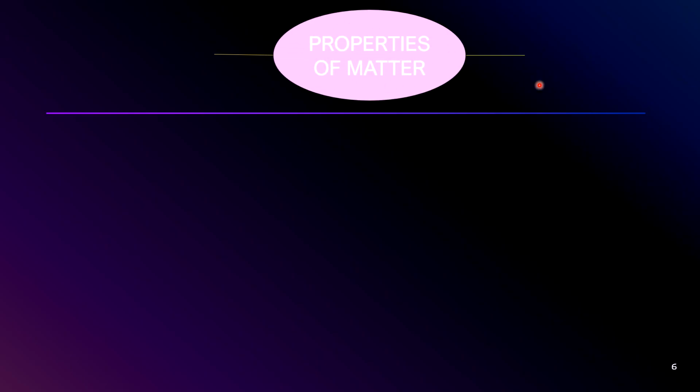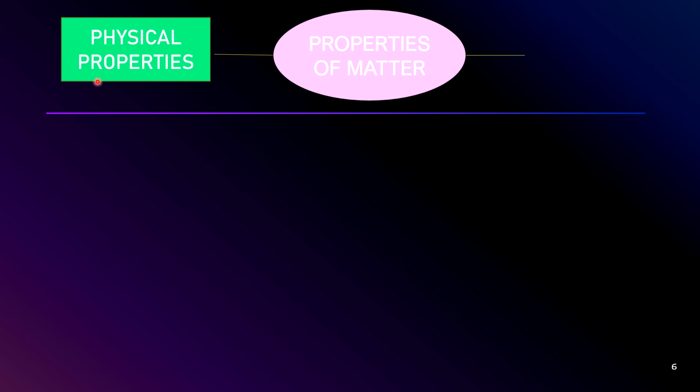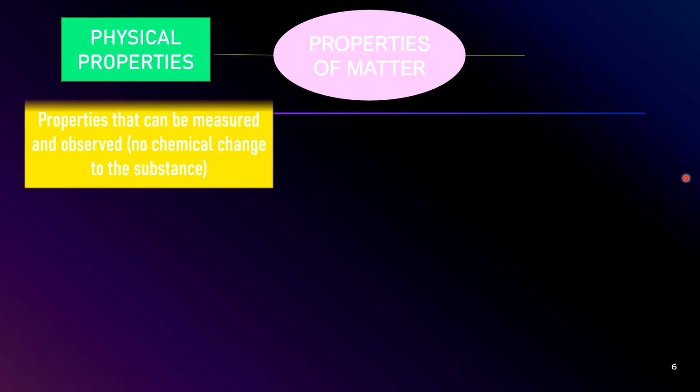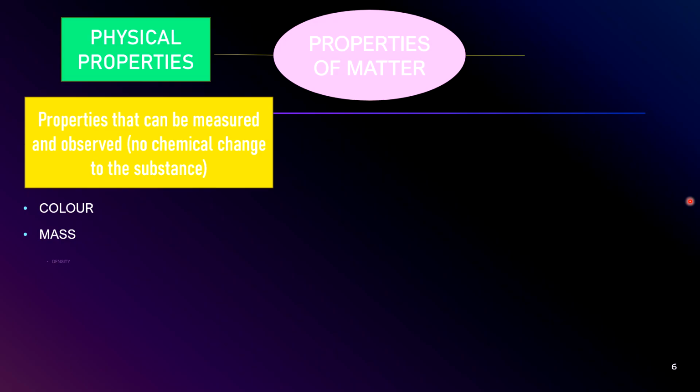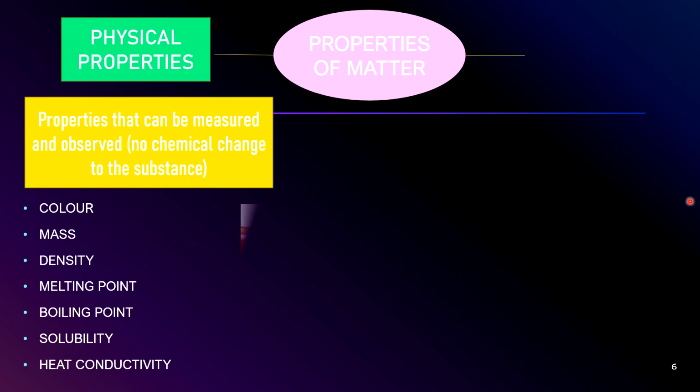So next we're going to be learning about properties of matter. The first property of matter is physical properties. What physical property means is properties that can be measured and observed without any chemical change to the substance. So the examples are color, mass, density, melting point, boiling point, solubility, and heat conductivity.